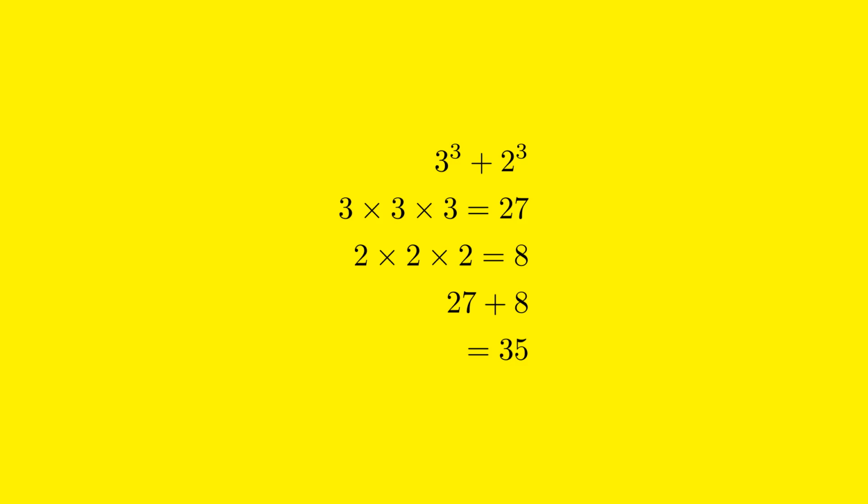Now we have transformed the original expression 3 raised to the power of 3 plus 2 raised to the power of 3 into 27 plus 8. By breaking down the powers, we have simplified the problem to basic addition.